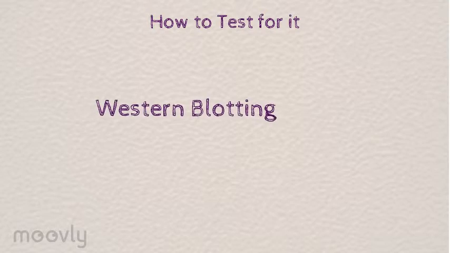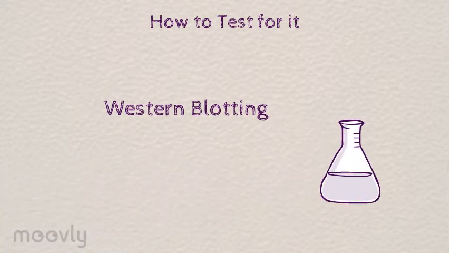So, how do you test for HIV? Well, we use a form of serology called Western blotting, also known as immunoblotting, which is used to detect how certain proteins react with antibodies, confirming the HIV infection.